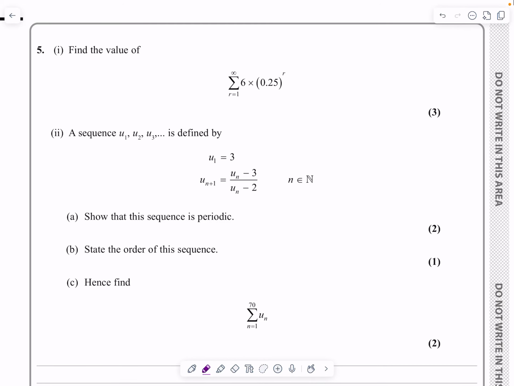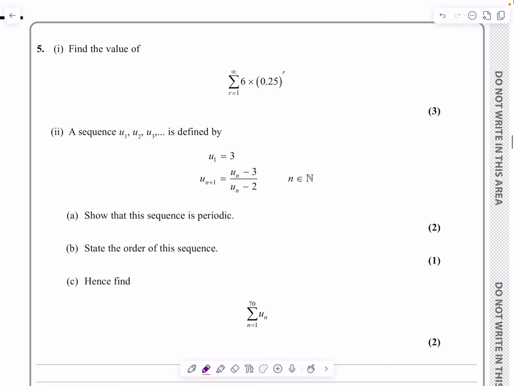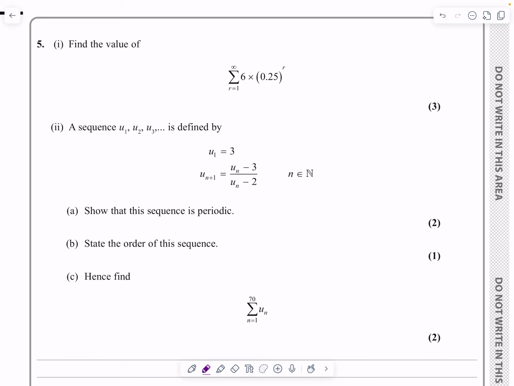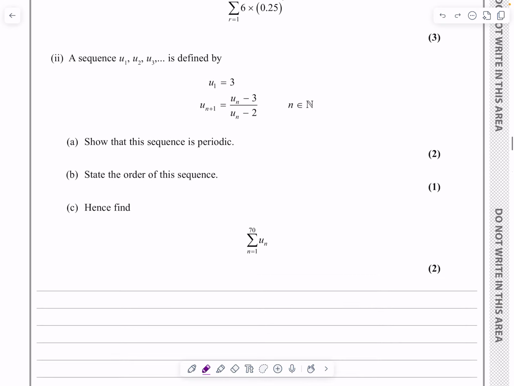Okay, this is the P2 paper from January 2024. It's question number 5. This is a sequences and series question. We've got sigma notation here. We've got some recurrence relations. We're going to have some work to do with geometric series and sum to infinity. But let's make a start.